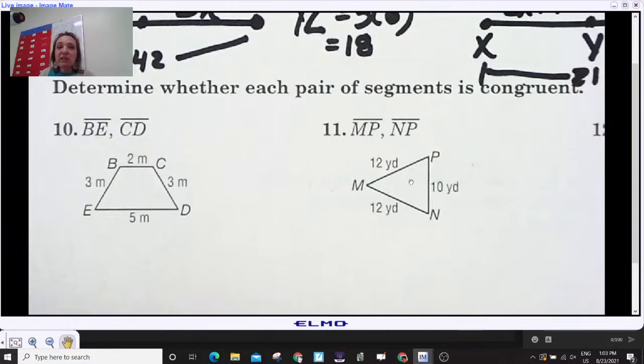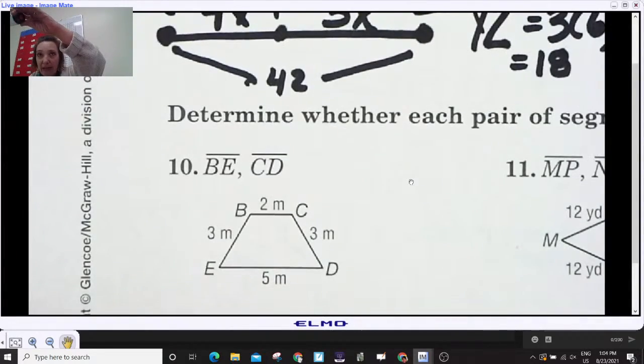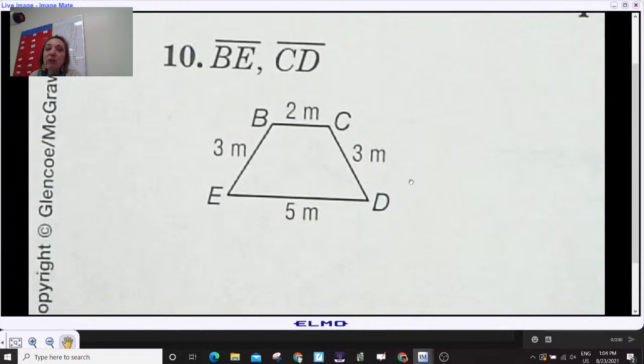So the directions say, determine whether each pair of segments is congruent. Do you know what congruent means? Anybody? I'm not asking you about memories. I'm going to ask you a question, though.